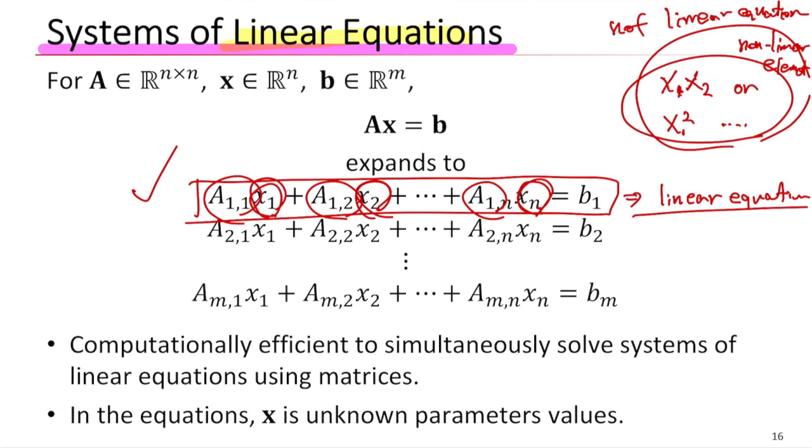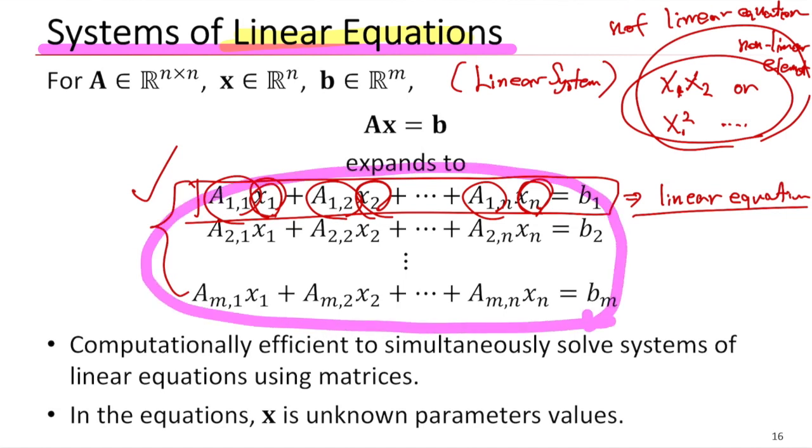Then what is a system of linear equations? This is also called a linear system. A linear system is just one or more linear equations, rather than a single linear equation. So in this case, the system of linear equations represents a set of these single linear equations. Okay.